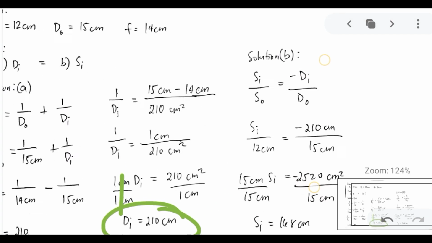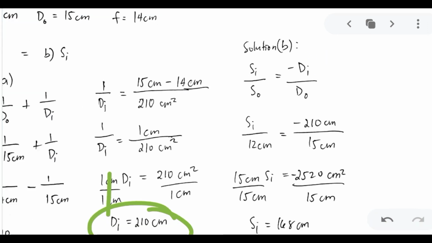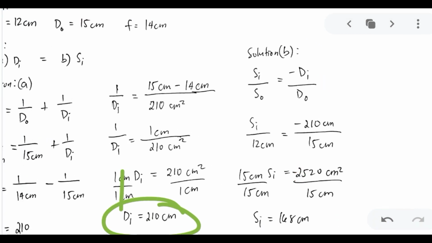Now for letter B, you will have here the following solutions. Okay, so you will have the magnification formula, which is the size of the image over the size of the object is equivalent to the negative value of the distance of the image over the distance of the object. And then you will have here the size of the image over the size of the object, which is 12 cm, and then the negative value of the distance of the image, which is here it is positive times the negative, that will become negative 210 cm over the value of the distance of the object, which is 15 cm. Then cross multiply so that you can have the SI variable.